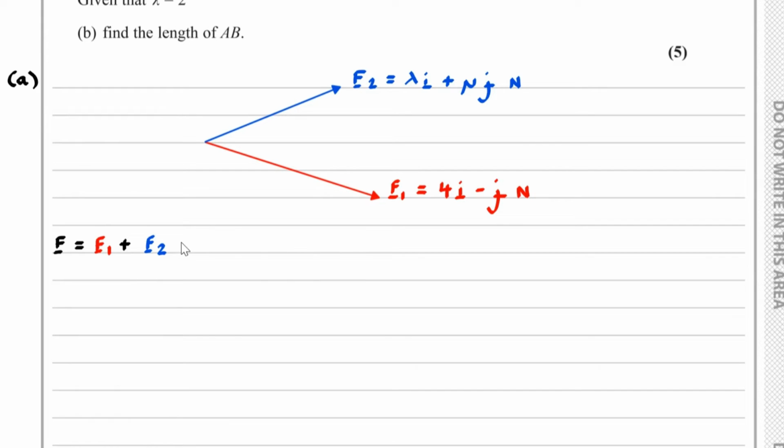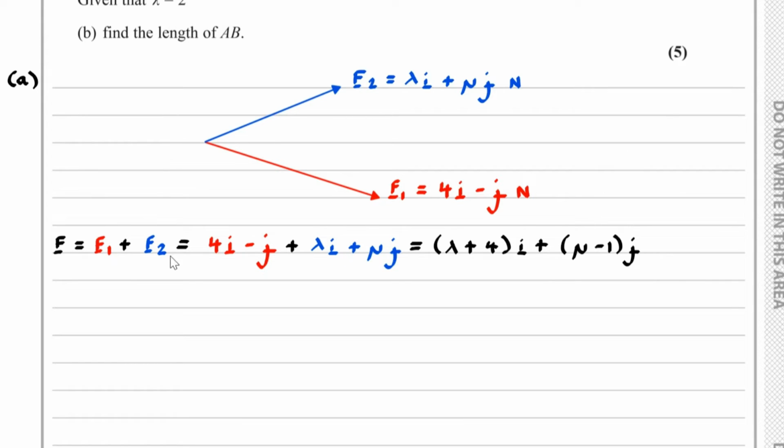So if we work this out, we have F1, which is 4i minus j, and then we add on to this F2, which is lambda i plus mu j, and so therefore we have the resultant force F equaling (lambda plus 4)i plus (mu minus 1)j.